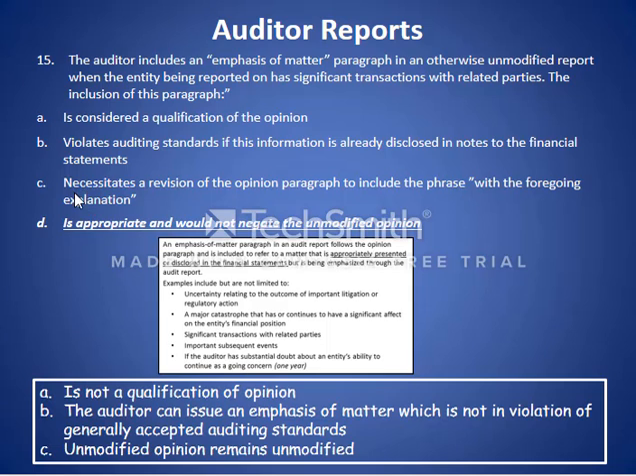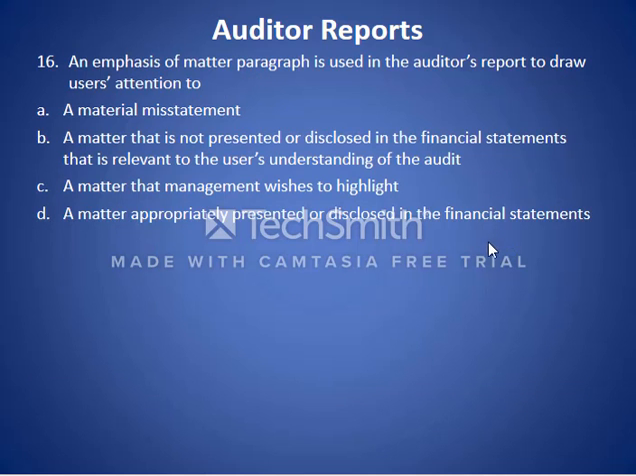Necessitates a revision of the opinion paragraph to include the phrase "with the foregoing explanation," and we do not do that. The unmodified report remains unmodified, and the audit opinion doesn't say "with the foregoing explanation." Okay, with that, let's go to the last question of this set, which is question number 16.